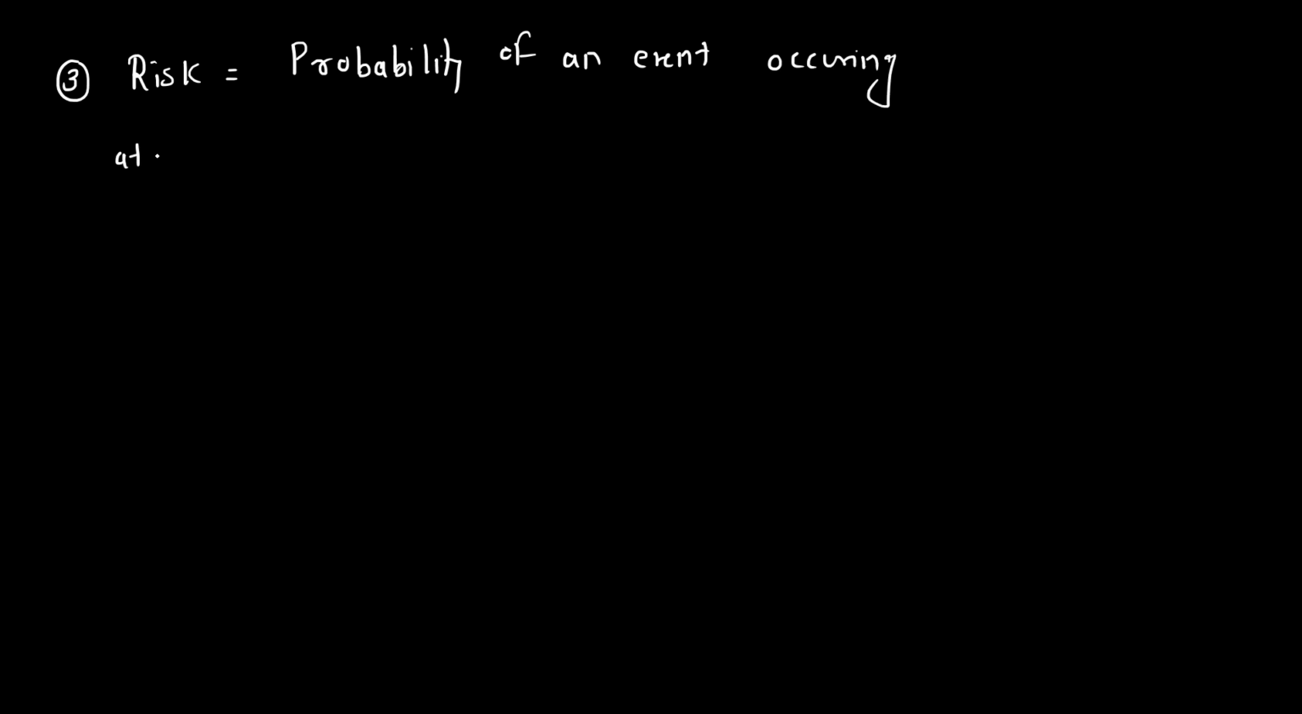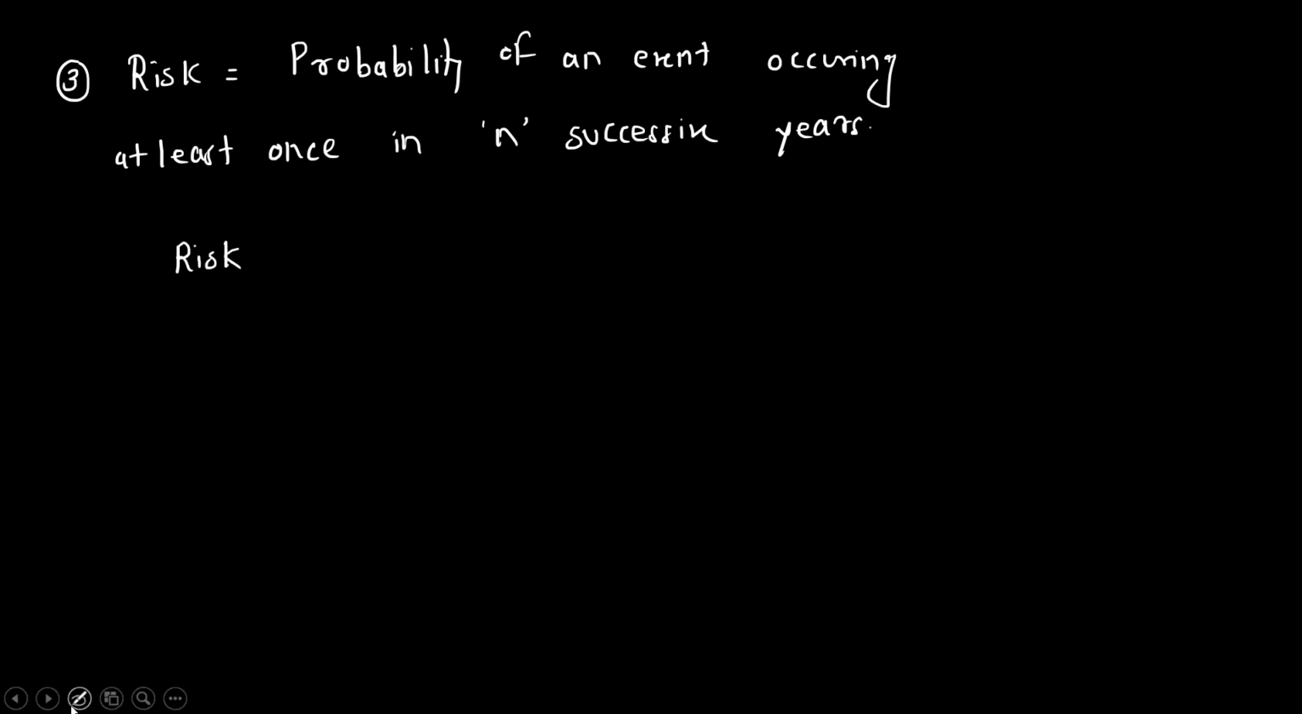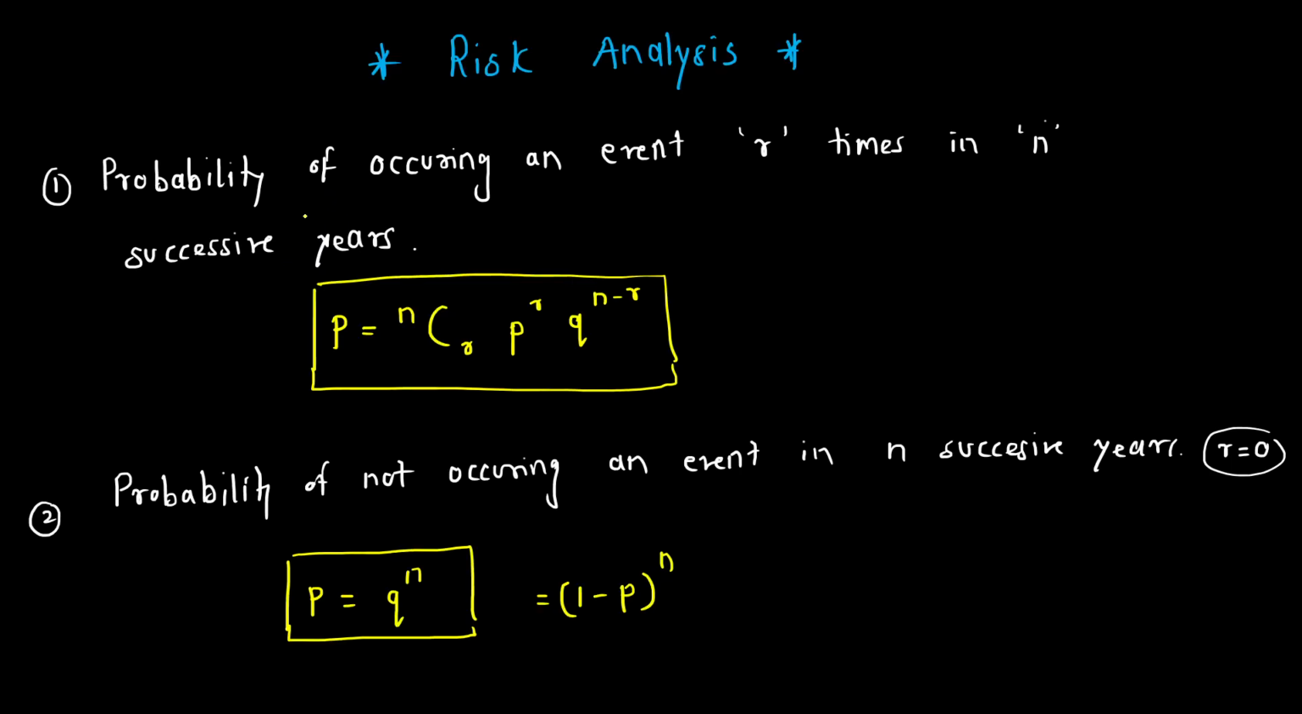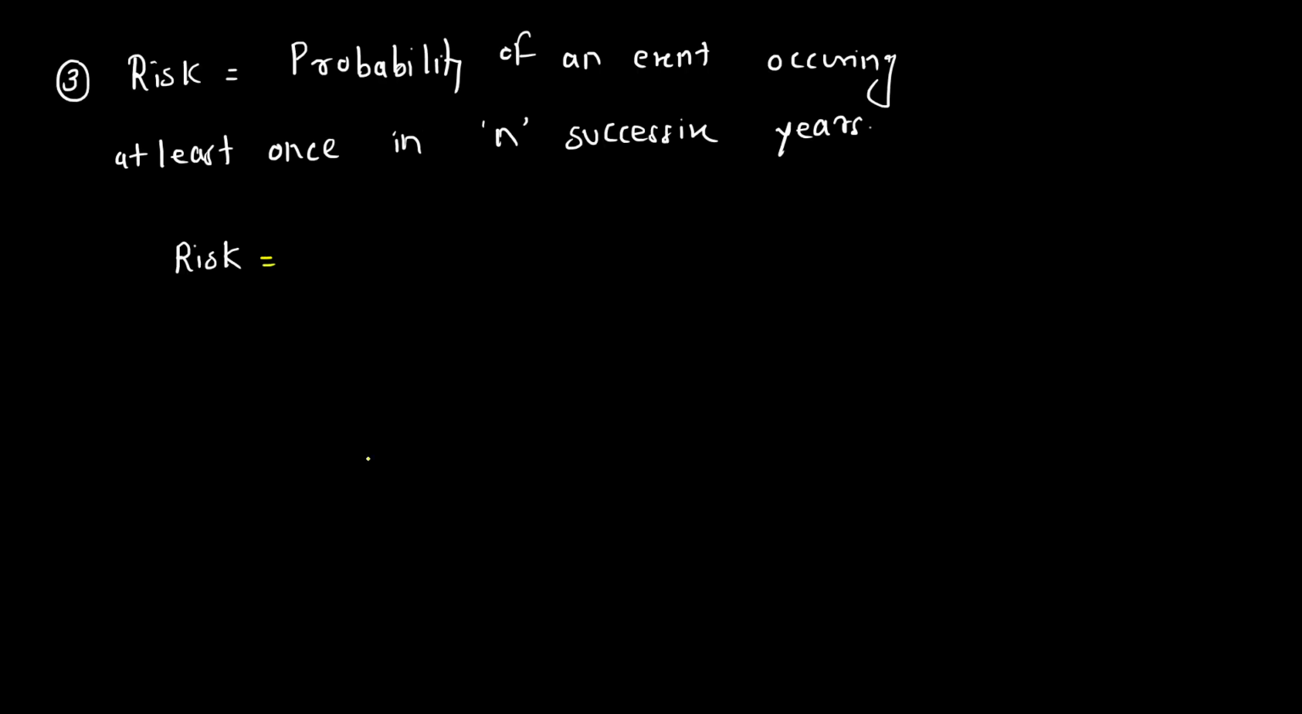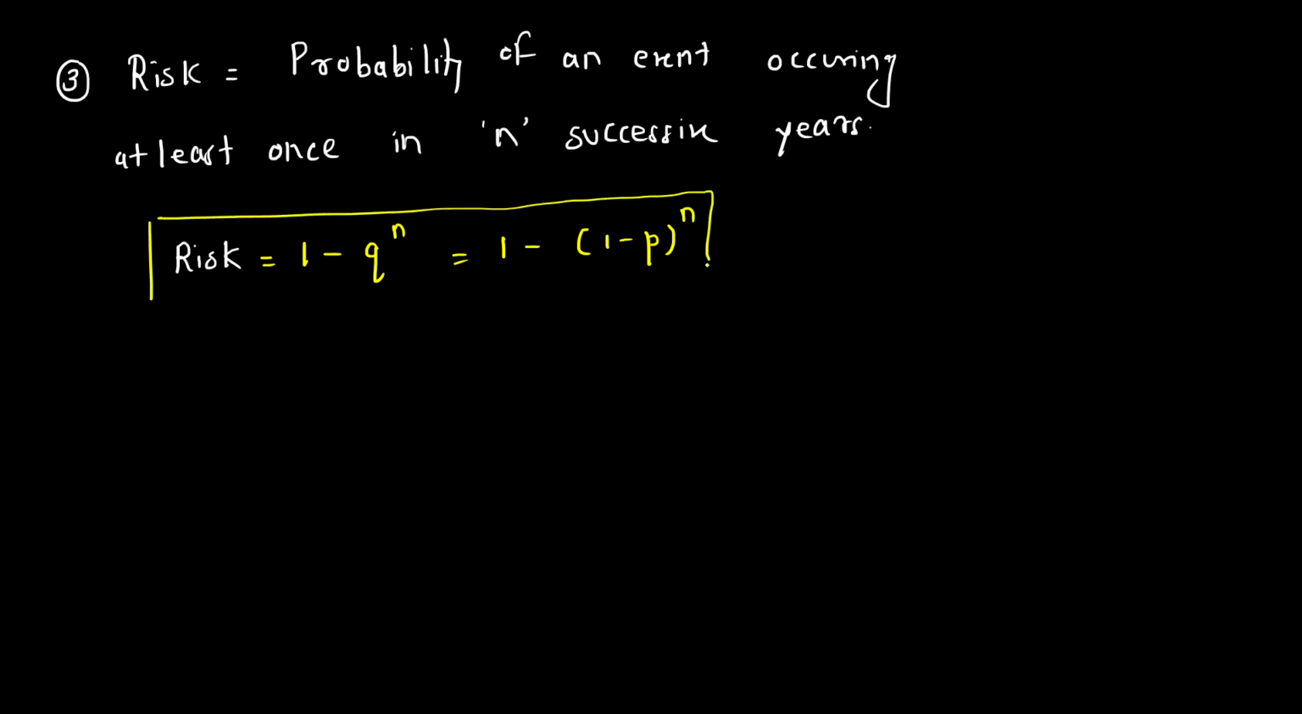So the last one is risk, which is the probability of an event occurring at least once in n successive years. This risk is equal to one minus the probability of not occurring, which was q to the power n. So at least once will be equal to 1 minus q to the power n. This can also be written as 1 minus (1 minus p) to the power n. On these three formulas only, all the questions will be asked, so learn these formulas properly.